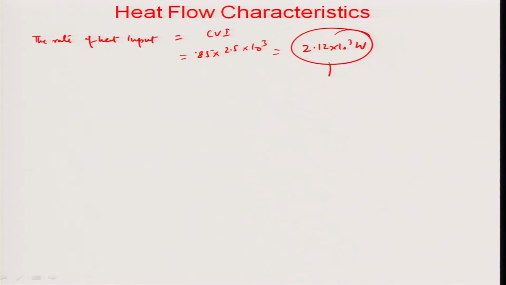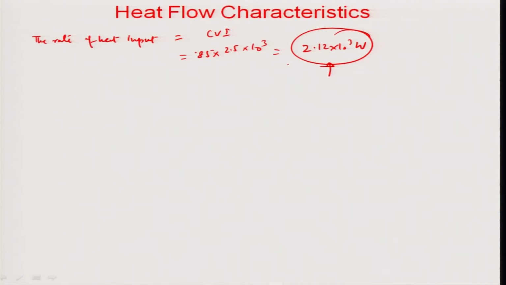So, the rate of heat input in this case is provided by C V I. C is 85%, so 0.85 times the voltage current product, which is 2.5 into 10 to the power of 3 watts. You already have this as 2.5 kVA. So, this comes out to be about 2.12 10 to the power of 3 watts. That is how much power is being sent in for the welding application.